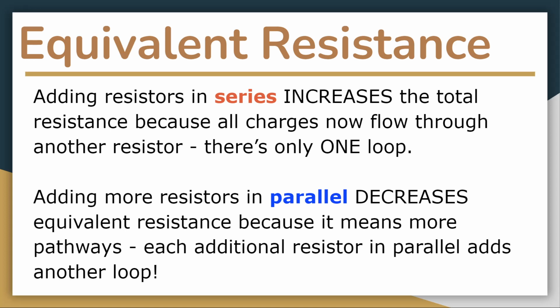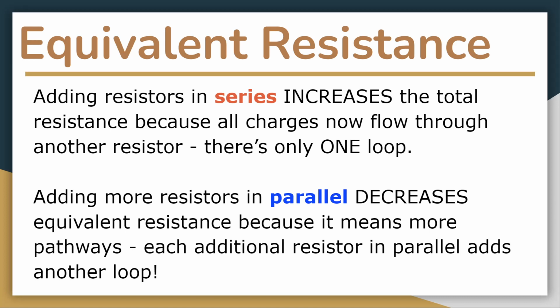However, if I add another resistor in parallel, I'm not just adding another bulb, I'm adding another path back to the battery. And it decreases the equivalent resistance because it means that I have more pathways. Each additional resistor in parallel adds another loop. And so it actually decreases the total resistance of the circuit.